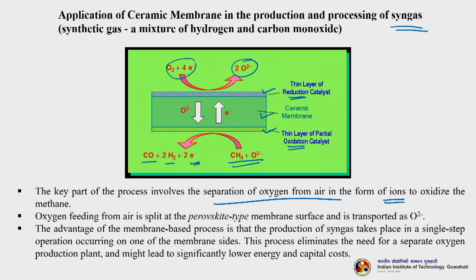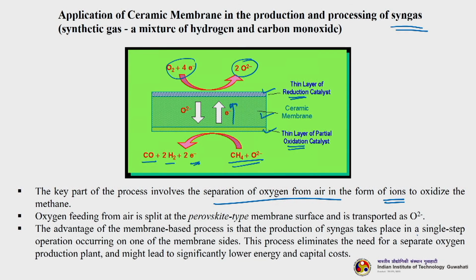Now, these 2 electrons are again getting transported, and they are again reacting with the oxygen and reducing it to O2 minus. Continuously this process goes on. It is a beautiful technique actually. So, the advantage of this membrane, why do we need a membrane basically, is that the production of syngas takes place in a single step operation. Okay, occurring on one of the membrane sides. This process eliminates the need for a separate oxygen production plant. So, you understand what is the meaning of this.